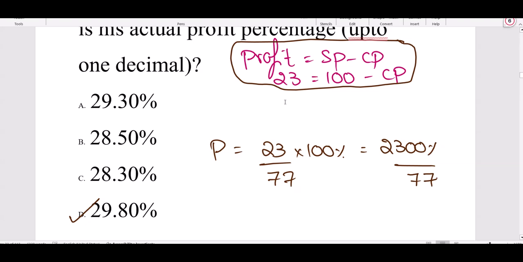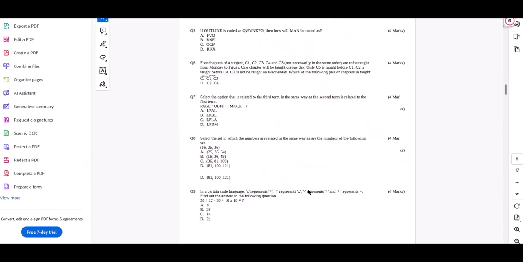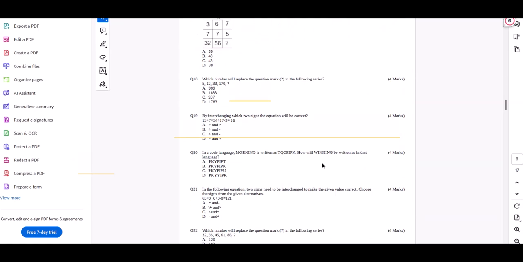Reasoning. Reasoning question number 17. Question number 17 in reasoning.